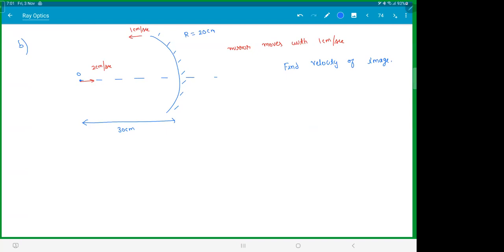Let's see how to do this. V to I already know, 15 centimeter. Now, what is du by dt? dv by dt is minus v square by u square du by dt. du by dt is not 2. Stop the mirror. This is velocity of object with respect to mirror. It is 3. I hope you took that into account.